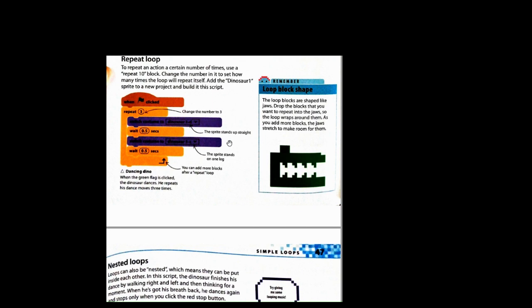Change the number to 3. The sprite stands up straight. The sprite stands on one leg. You can add more blocks after a repeat loop.